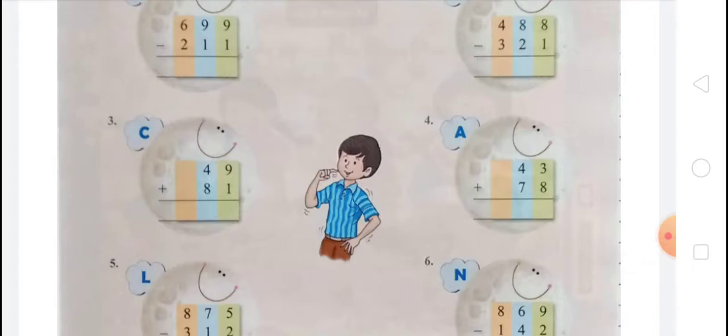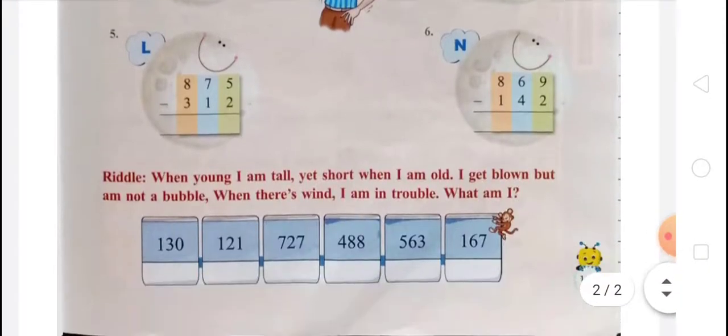9 plus 1 is 10, 0 and 1 carry, and 4 plus 8 is 12, plus 1, 13, so 130. Question number 4. 8 plus 3 is 11, 1 carry, 4 plus 7 is 11, plus 1, 12. That is 121. And after that, we have to subtract: 5 minus 2 is 3, 7 minus 1 is 6, and 8 minus 3 is 5. And after that, question number 6, 9 minus 2 is 7, 6 minus 4 is 2, and 8 minus 1 is 7.